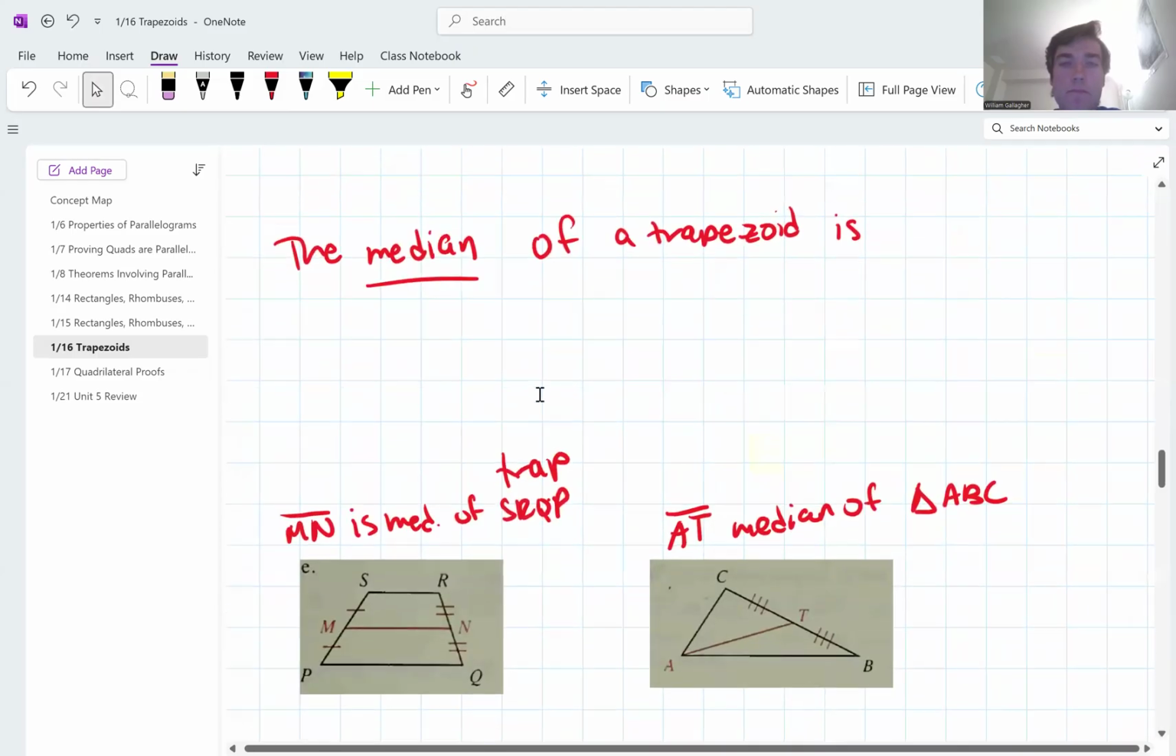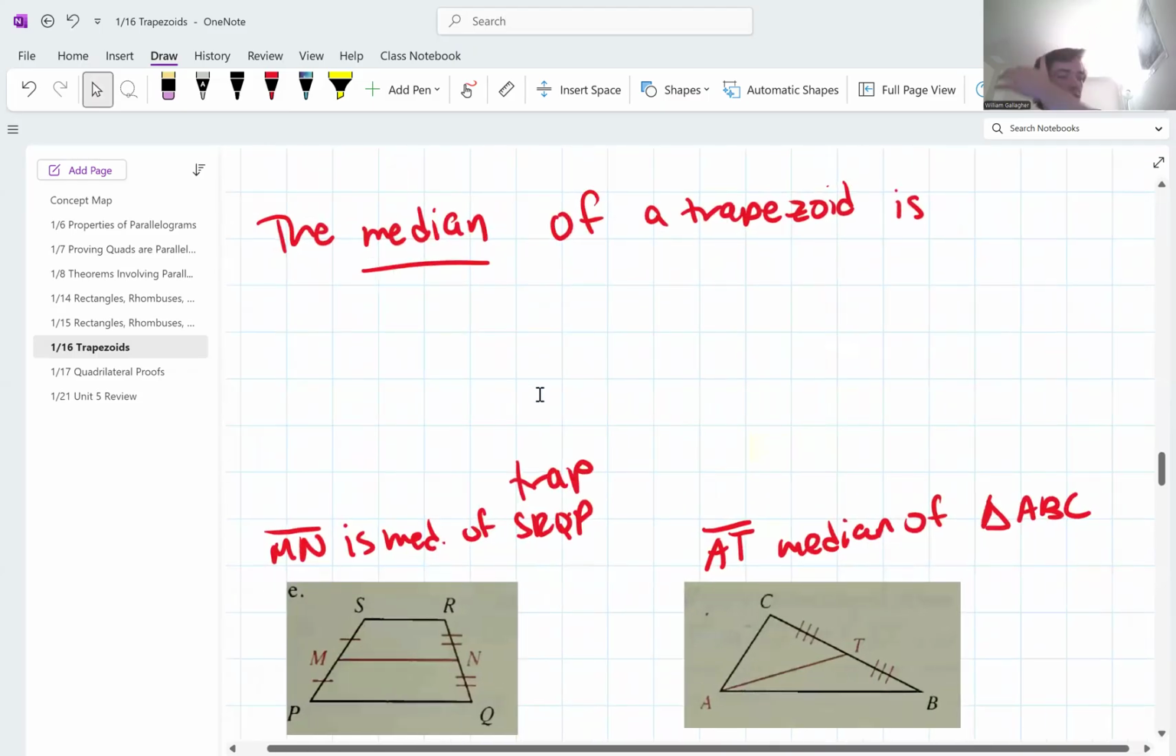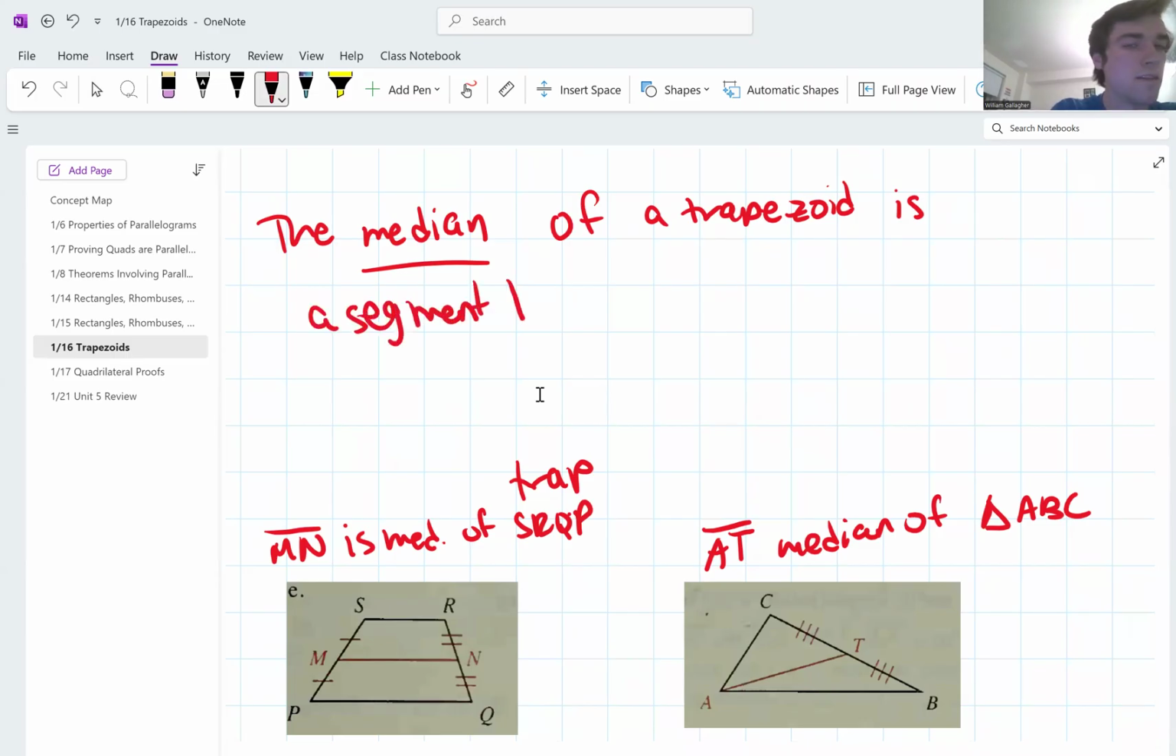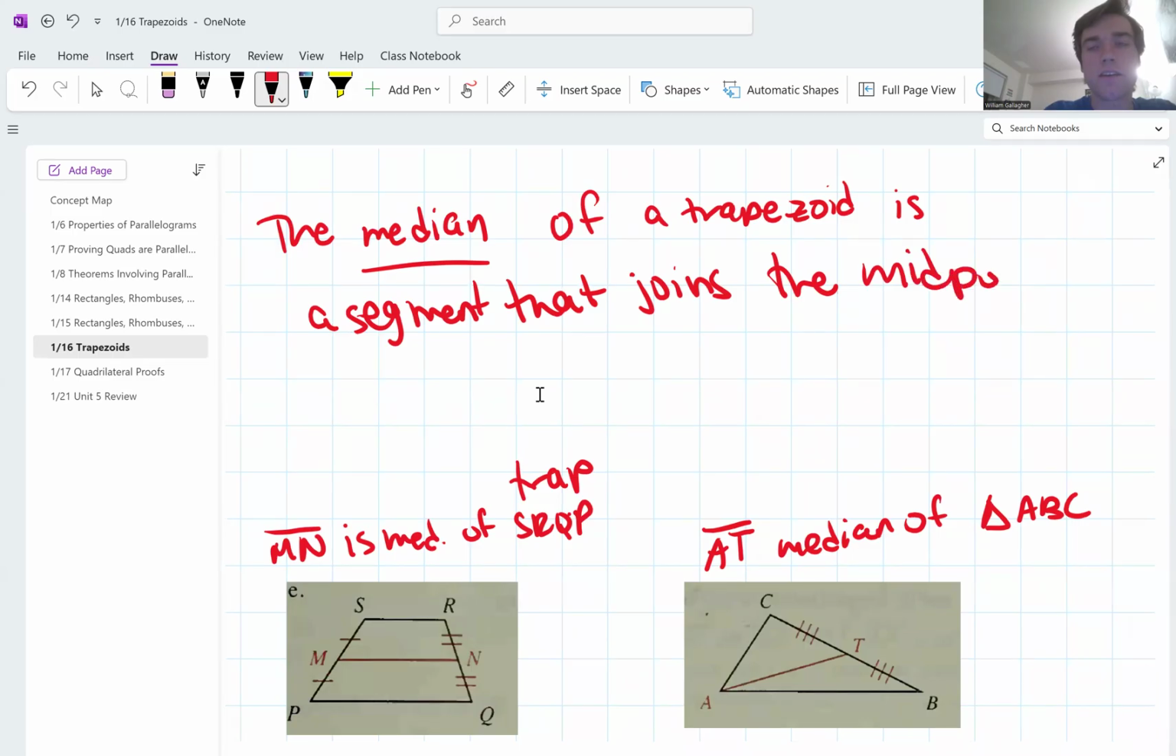The next thing we're going to talk about is the median of a trapezoid. In our last unit, we had medians of triangles. They were drawn from one corner to the midpoint of another side. In this case, you might have guessed that if MN is a median of trapezoid SRQP, then it's going to split both of the sides congruently. So the median of a trapezoid is a segment that joins the midpoints of the legs.